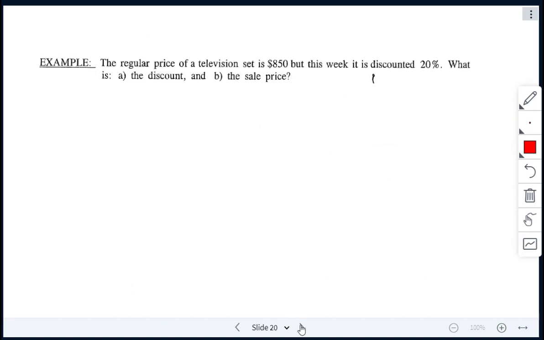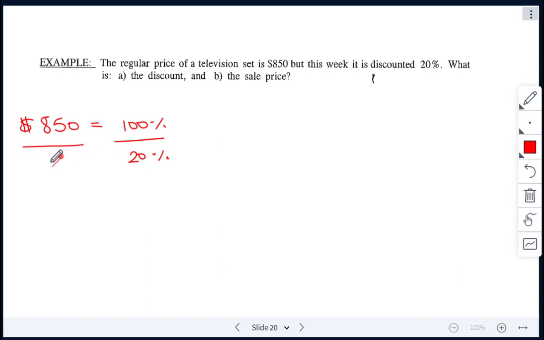So in this example, the regular price of a television set is $850, but this week it's discounted at 20% off. So we have to figure out two things. Firstly, what is the discount? And then what is the sale price? So let's set up our ratio. $850, that is the 100% price, but it is discounted at 20% off.